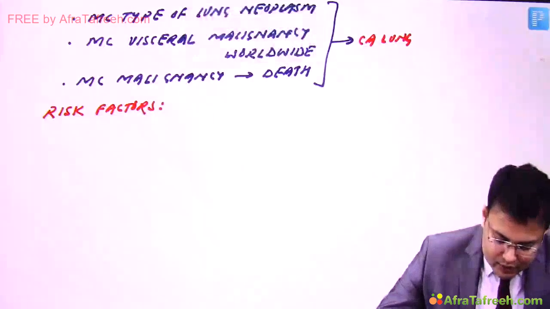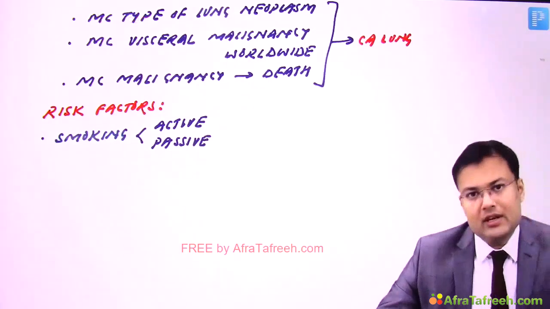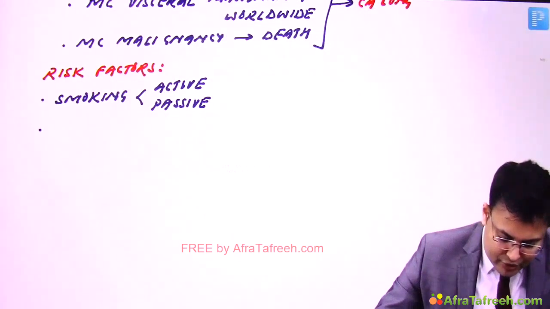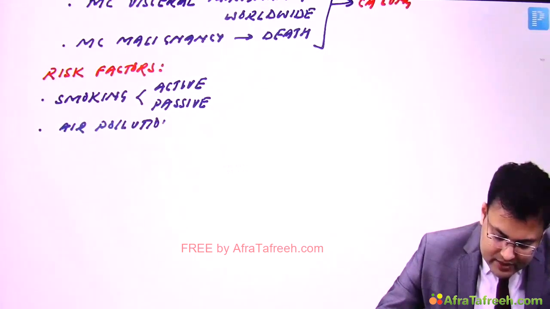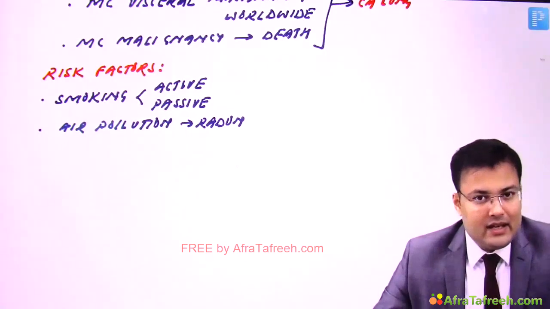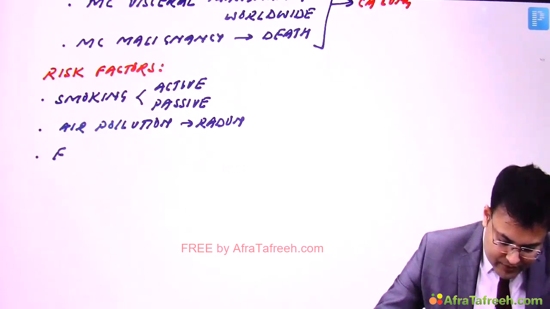So first is smoking, both active as well as passive. Second, if there is air pollution, especially which component? The component is radon. So air pollution, which component is mainly responsible? It is radon. Clear? Apart from this, if there is exposure to uranium, nickel, and we discuss what else? Asbestos.